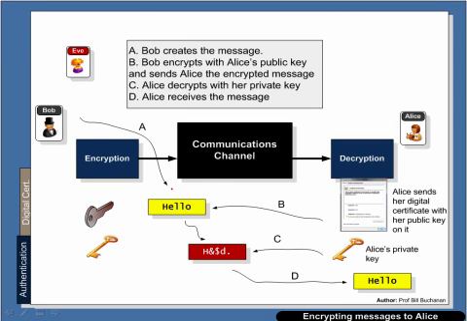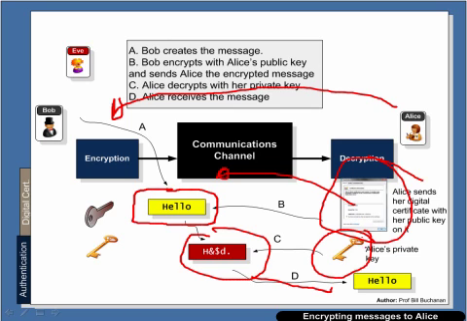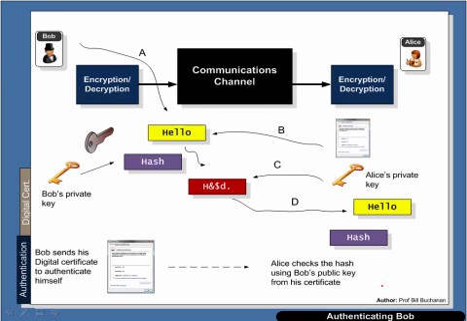So now what happens is that when Bob wants to send Alice an encrypted text, her certificate is sent. Bob takes the public key from it and then encrypts it. On the other end, Alice then decrypts it with her private key.